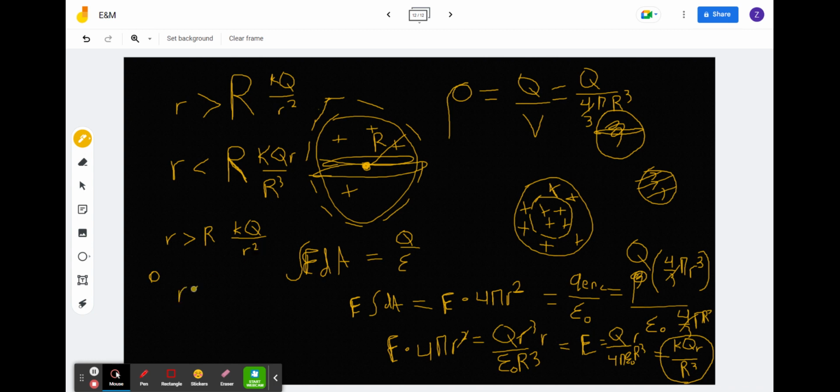But if we're inside this conducting sphere, as we discussed, the electric field is going to be 0. Please note this key difference. This is for an insulator, meaning where the charge is uniformly distributed along the inside of our insulating sphere. This is for a conductor. And in a conductor, all the charges are concentrated on the outside of the surface, right?